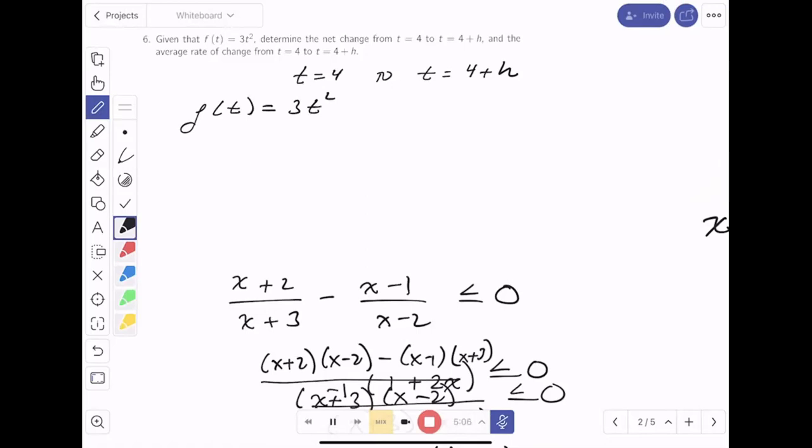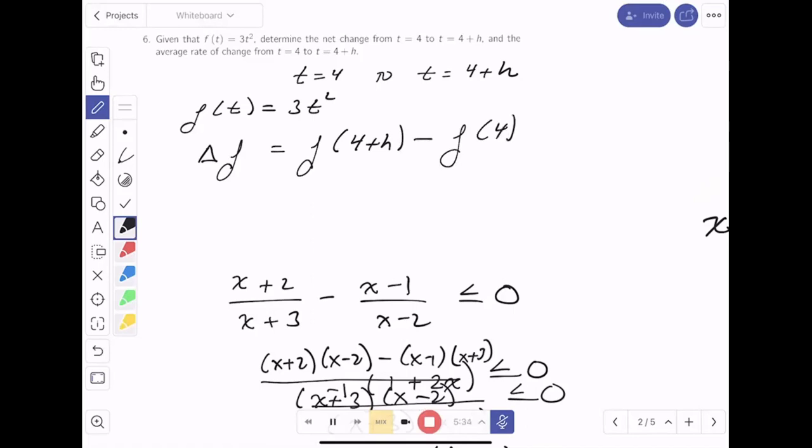So, if t is equal to 4, and then they have t equals 4 plus h, and they want to know what the change is, they're asking for the delta. All right, they're asking for the delta f now. So I'm going to write it down. And what is it going to be? It's going to be f of 4 plus h minus f of 4.